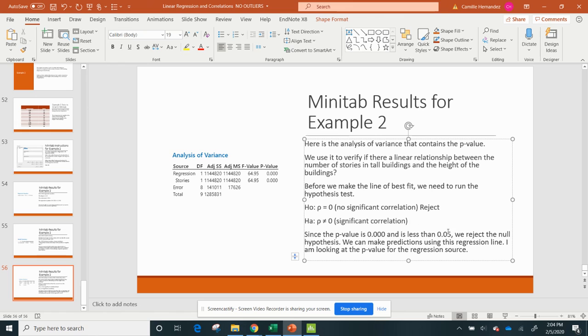And that means, yes, I can make predictions. So if I gave you the number of stories in a building, you could predict the height of it.